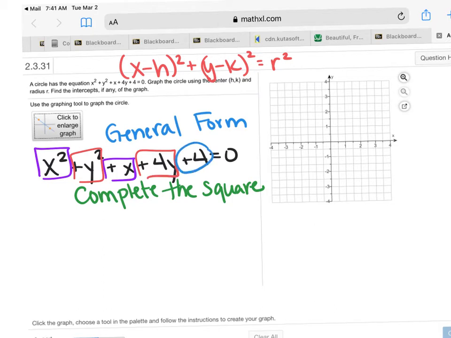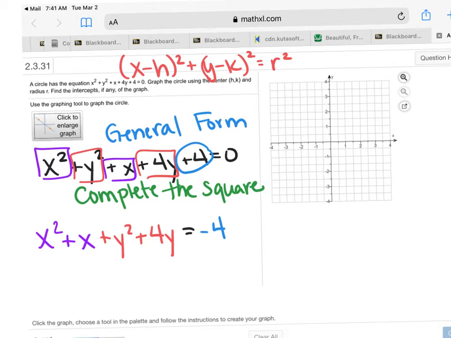So when I set something up like this, it's going to look like this. I have x squared plus x put together, then plus y squared plus 4y put together. And then I have to move that constant over. So remember, when this constant gets moved over, I'm really subtracting 4 to move it over here, so it becomes a negative 4 over here. So here's your first step in completing the square. You want to get the variables that look alike together.